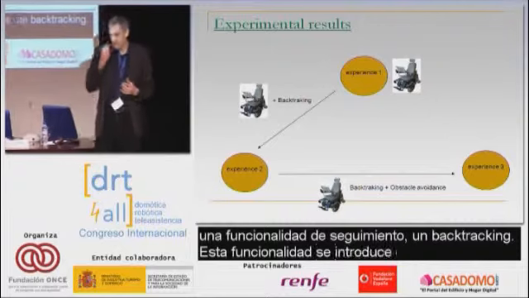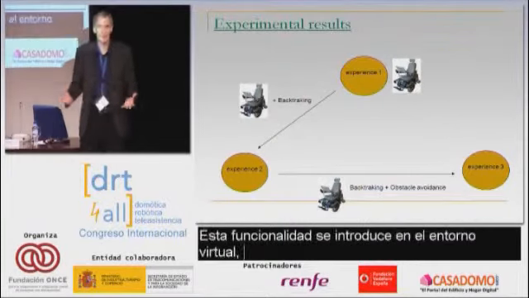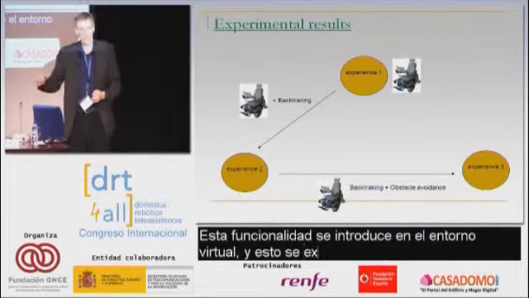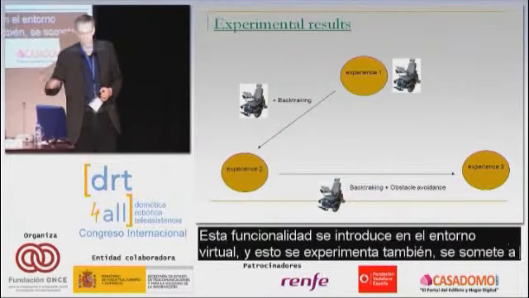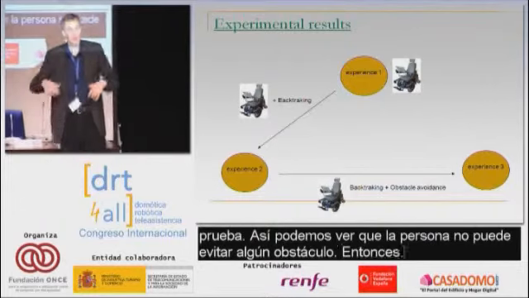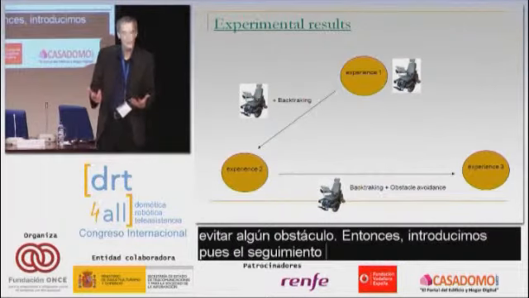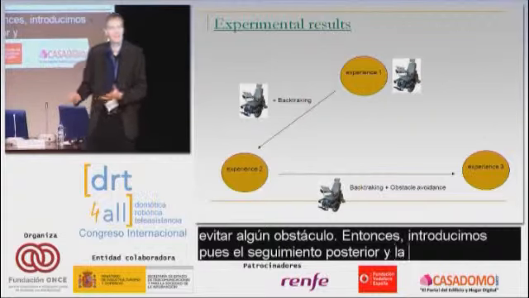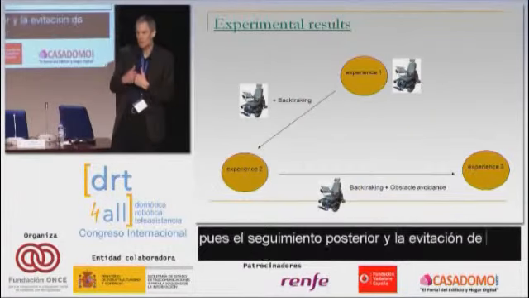And then we see that the person cannot avoid obstacles. And then we put, after the second experience, backtracking and obstacle avoidance. And the person goes back in the virtual environment, and then we can see that this wheelchair is adapted to the person's difficulties.